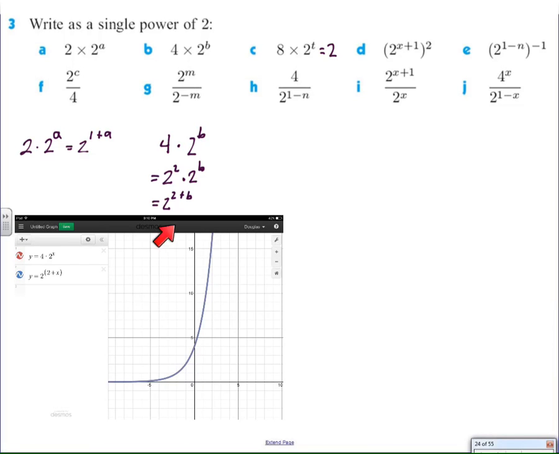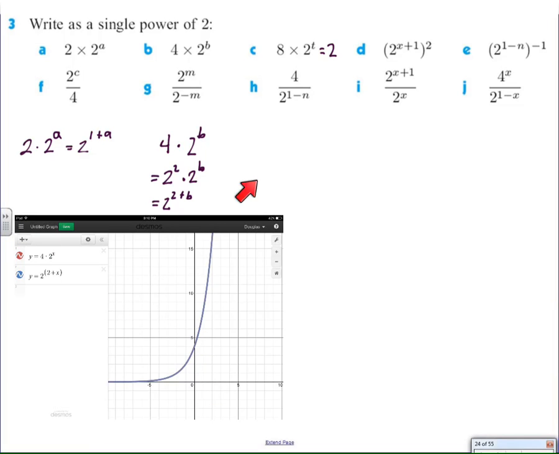In case you're not sure if you're doing any of these right, notice they're all expressions that have constants in them. We can replace those constants with variables and write them as functions. So I put in y equals 4 times 2 to the x, and I got a graph of an exponential growth curve, no surprise. And I also put in y equals 2 to the 2 plus x power, and I only see one graph here. The blue graph is on top of the red one because they're the same exact function. So that's how I know I did my work right.